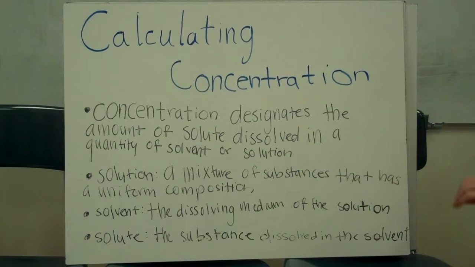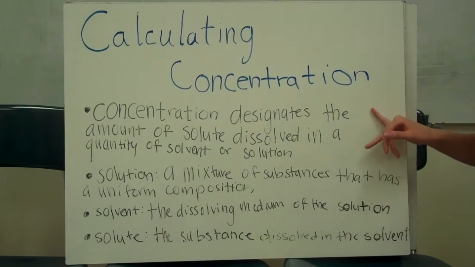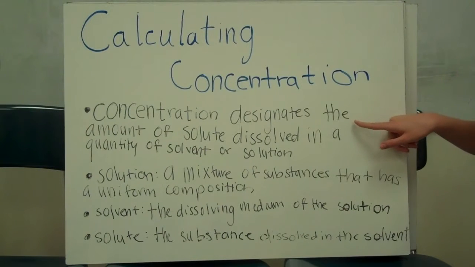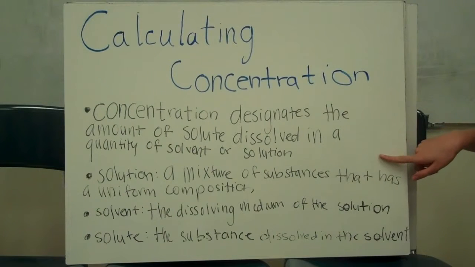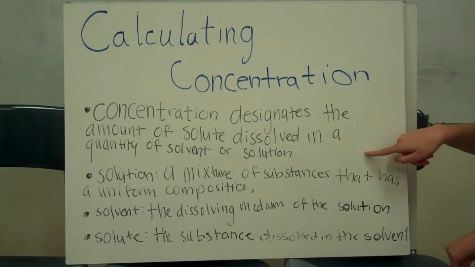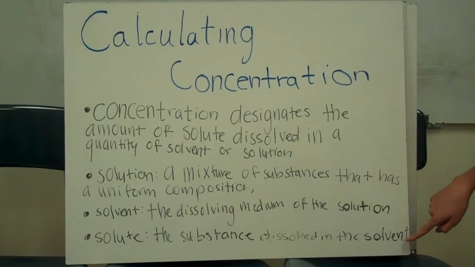Talking about calculating concentration. Before we can calculate concentration, we need to go over a few definitions. Concentration is what designates the amount of solute dissolved in a quantity of solvent or solution. A solution is a mixture of substances that has a uniform composition, and a solution is made up of a solvent and a solute. The solvent is the dissolving medium of the solution.